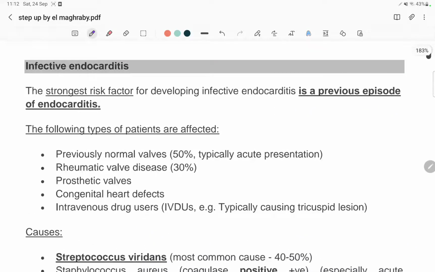So let's begin. Infective endocarditis: the strongest risk factor for developing infective endocarditis is a previous episode of endocarditis. The following types of patient are affected: a normal valve, more than 50%, typically with acute presentation; rheumatic heart disease; prosthetic valve; congenital heart defects; intravenous drug use, typically causing tricuspid lesions. So: a normal heart, a prosthetic, rheumatic, and a congenital valve, and IV drug users.